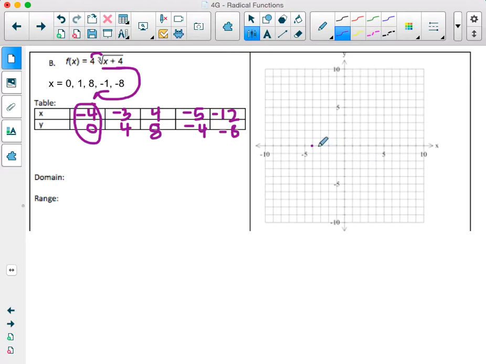Negative 3, 4. So over here, negative 3, 4 is, I believe, right up here. And 4, 8. Over here at 4 and up here at 8. And then finally, negative 5, negative 4. We got that value. And negative 12, a little off the screen and down here.